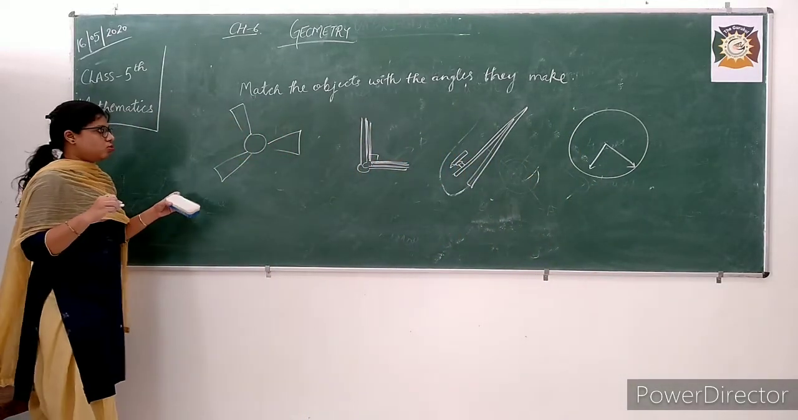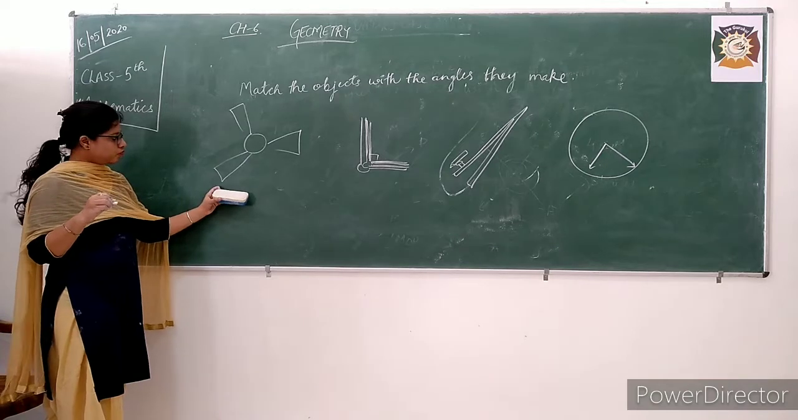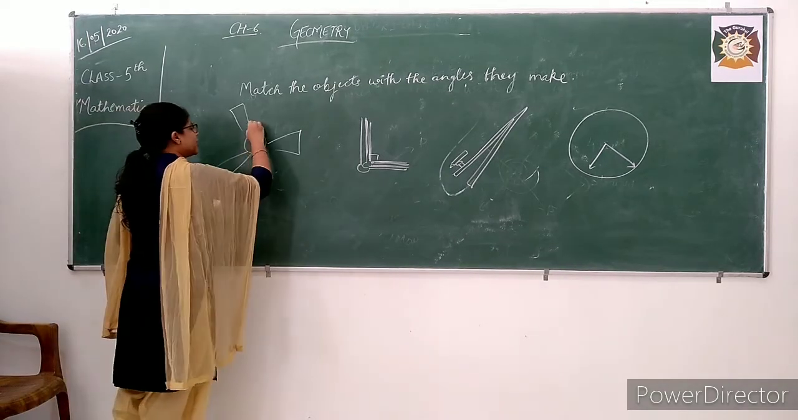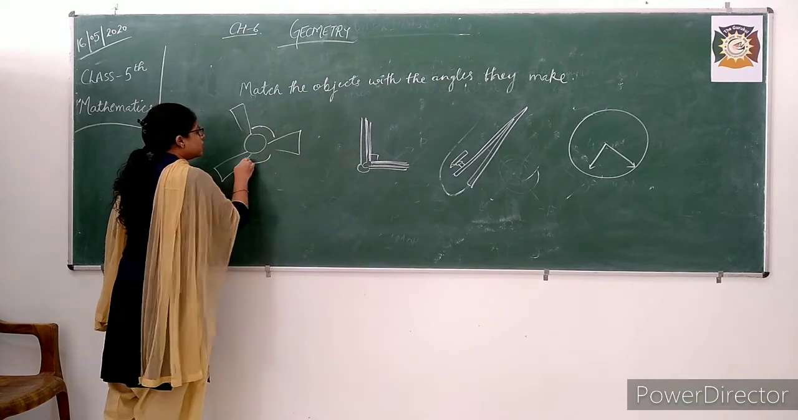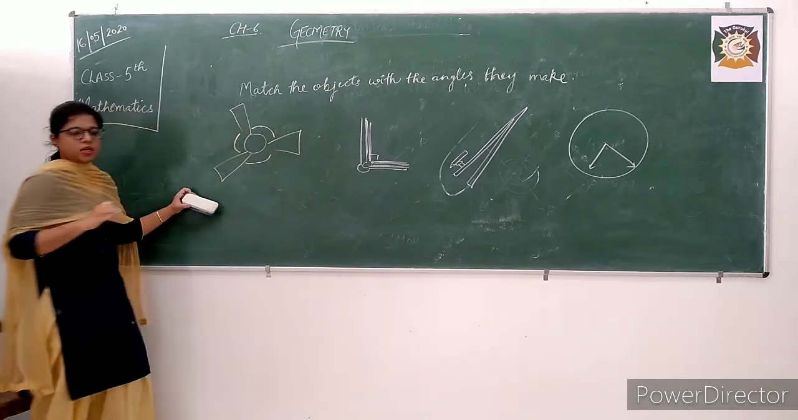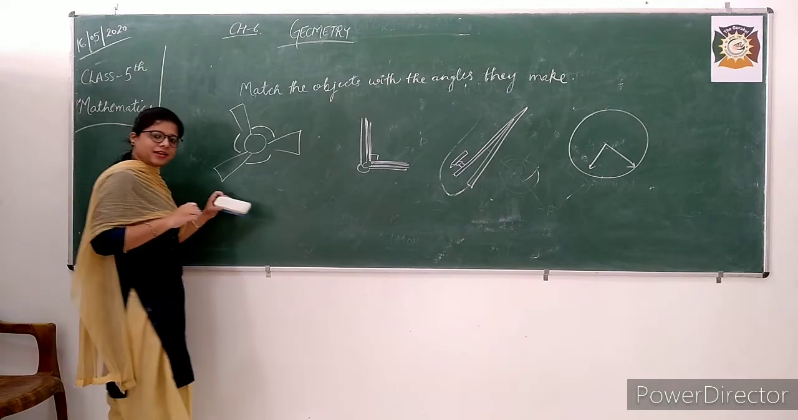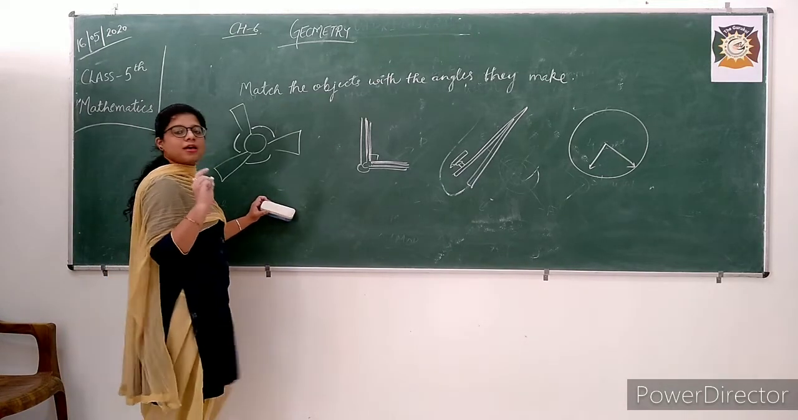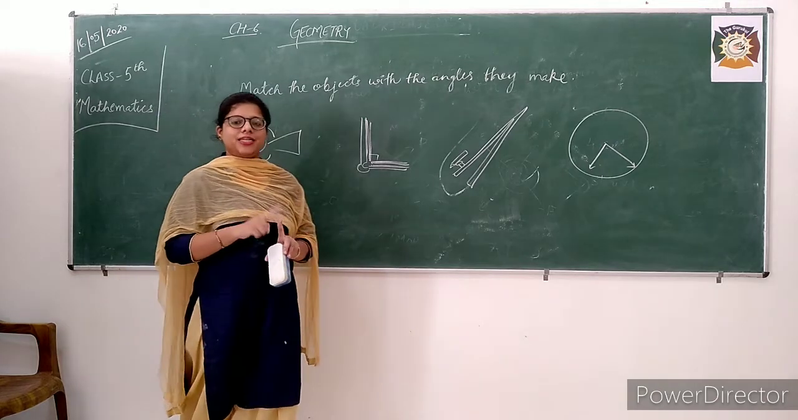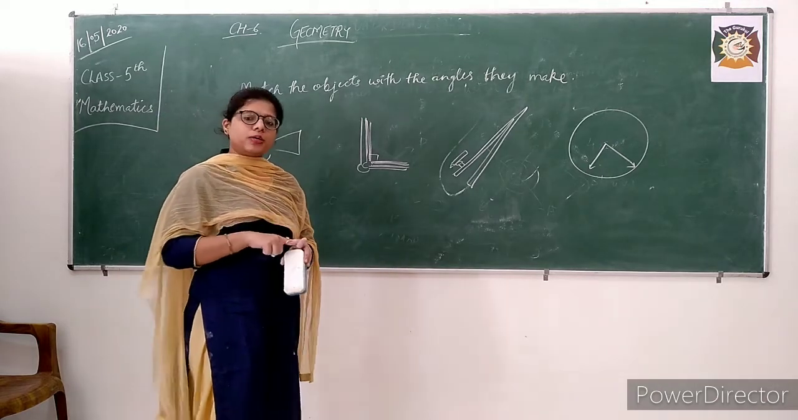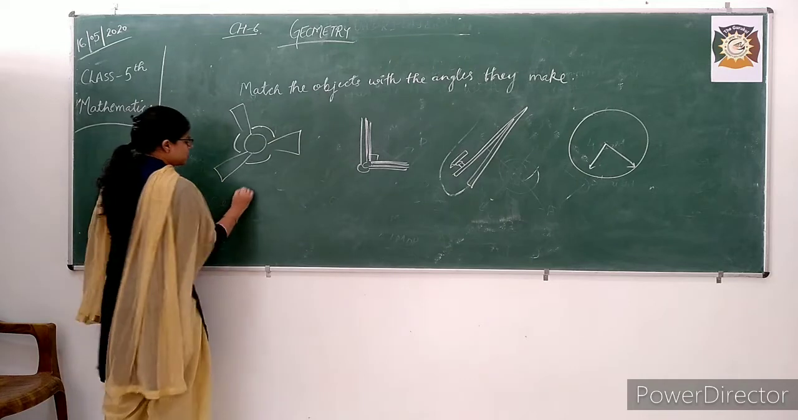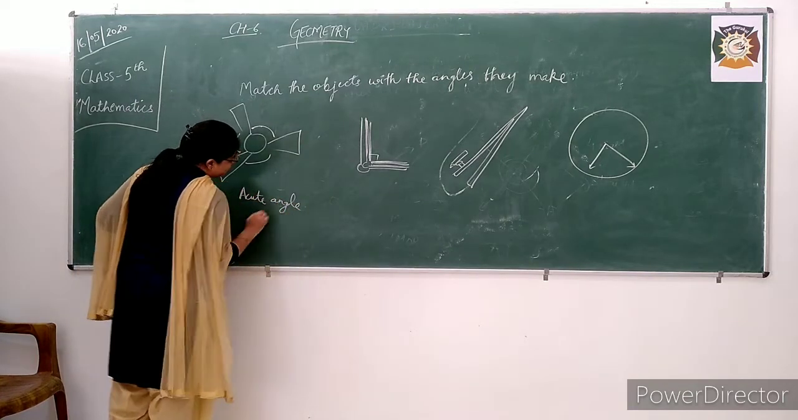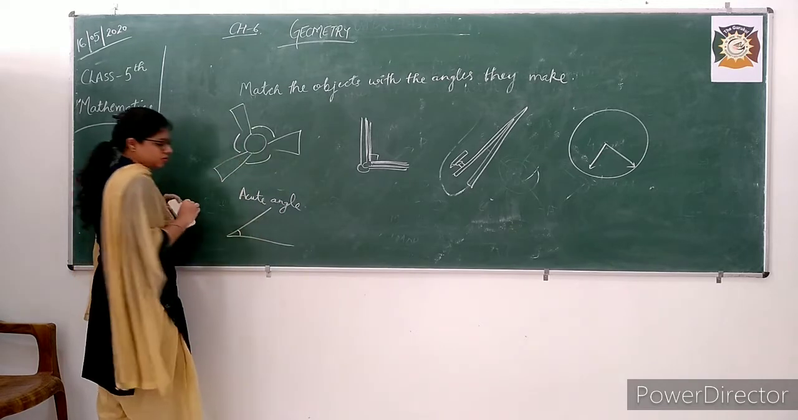Okay, so let's observe the first object now. It is a fan, and how many angles is it making? It is making angles here, here, and here. Actually, you can see all these angles are less than 90 degrees, so they are acute angles. Remember students, the angles that are less than 90 degrees are acute angles. So this is an acute angle and you will match it with a diagram like this.